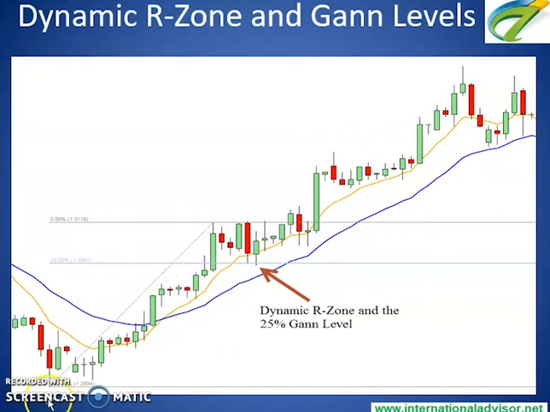Likewise, there were some Gann extensions and levels, and the R zone crossover, the dynamic R zone with 25% Gann. So it is having a bit of support here. The market was going up, and this is the first retracement level of 25%, and you see the price came into the R zone of these two moving averages, 8 and 21, and started pushing up.